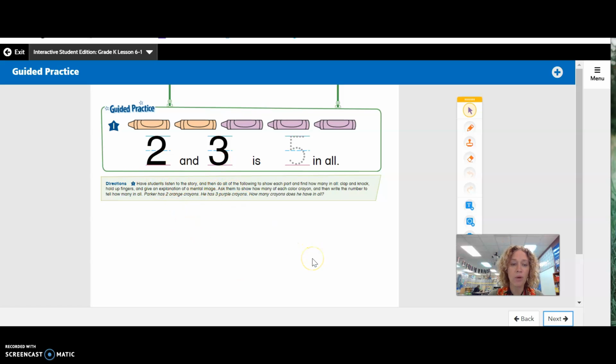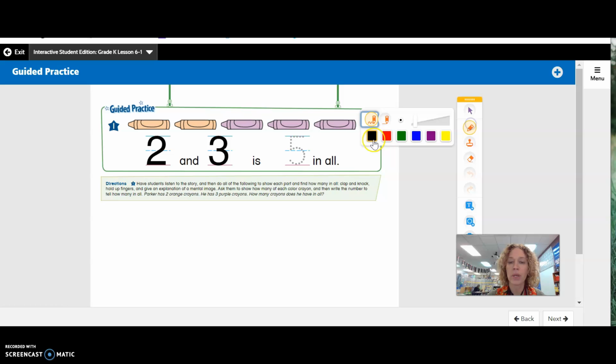All right. Now let's take a look at our first question here. We have 2 crayons that are orange. So we put the 2 here. How many crayons are purple? How would you find out? You would count. 1, 2, 3. How many? 3. We have 3 purple crayons, 2 orange crayons, and 3 purple crayons.